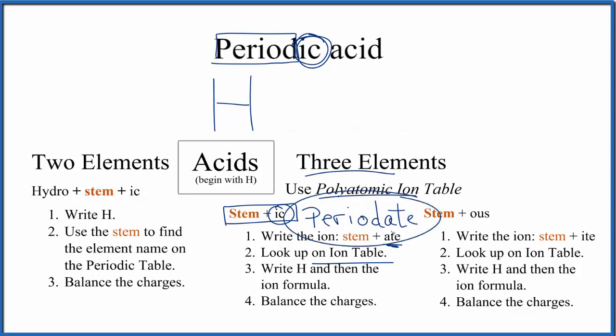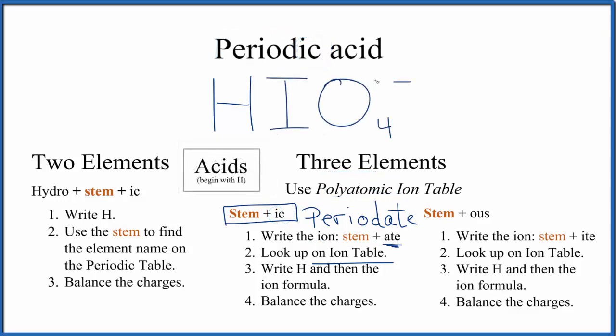I don't see this on my table of ions, so if I go out to the web and look this up, it's IO4 minus. And the negative applies to the whole thing here. So now we need to balance the charges. We have 1 minus. Hydrogen, group 1, is 1 plus, so plus and minus, that balances out. So this is the formula for periodic acid.